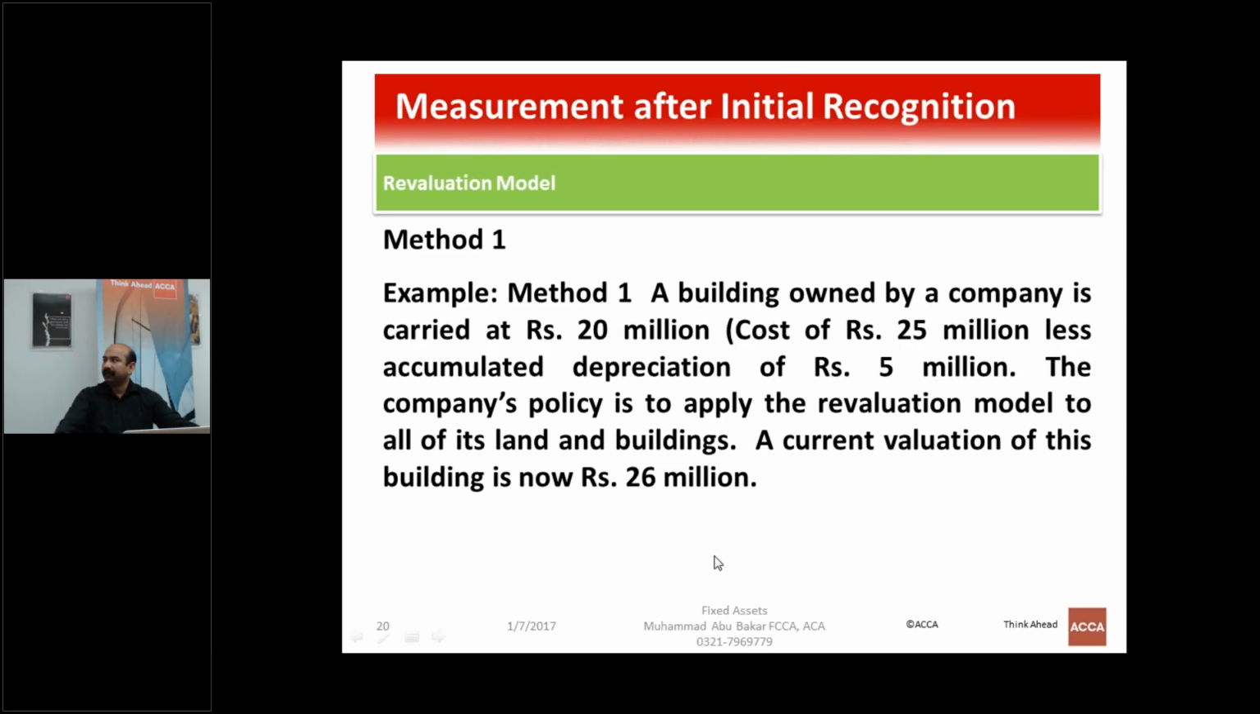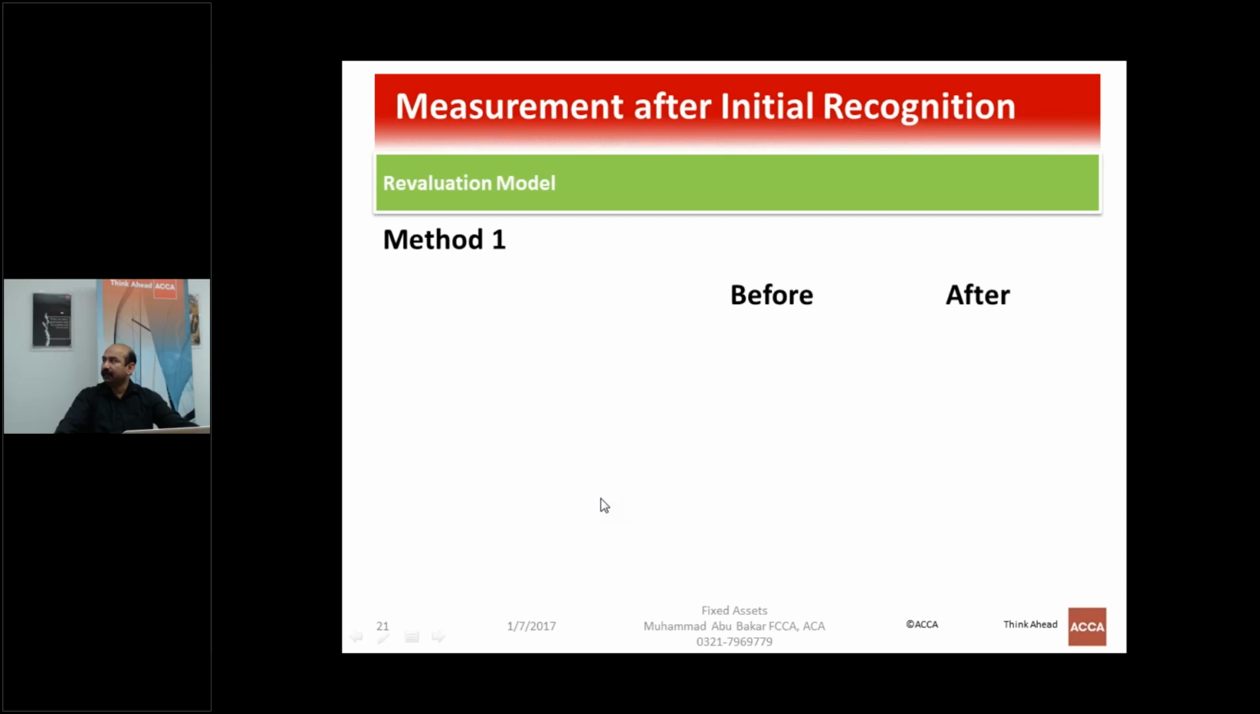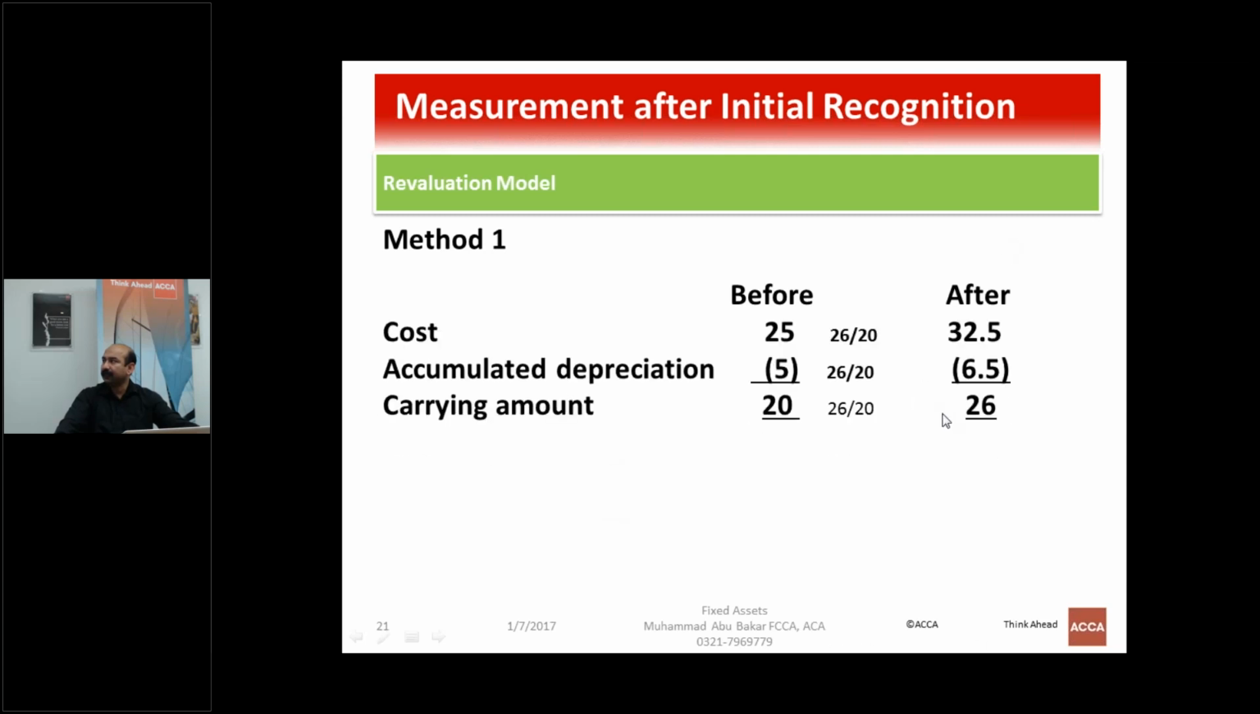See, this is the carrying value and this is the current valuation. What will be the entry for this? Before and after. So if you just ignore this after, this is the cost 25 million, accumulated depreciation 5, and carrying amount 20. You will gross it up. How? 26 new value divided by 20. Multiply this factor with the cost as well as with the accumulated depreciation.